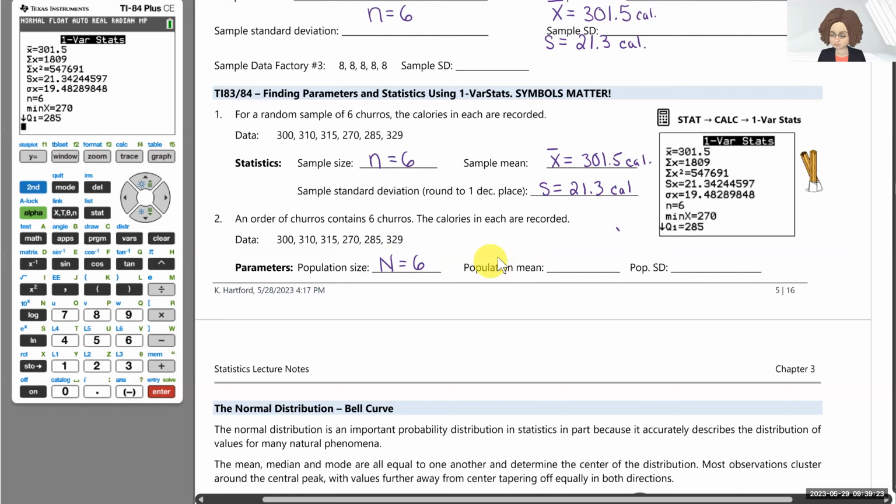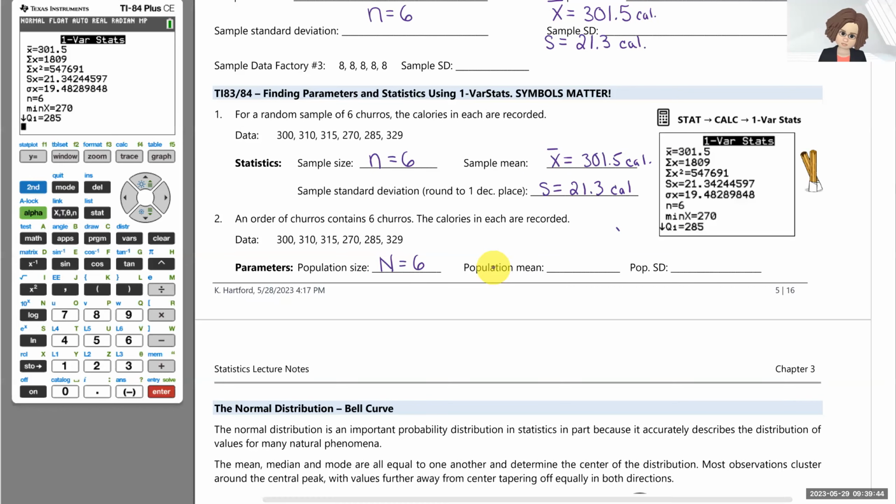So the population mean, so the formula for finding a mean is the same for any data set. You add up the data and divide by, in this case, 6 churros. So the math doesn't change when you're finding a mean. So numerically, the answer is 301.5, but we can't use x bar because the symbol for population mean is mu. So we need to know that ourselves, but then we can grab the numerical answer from the calculator.